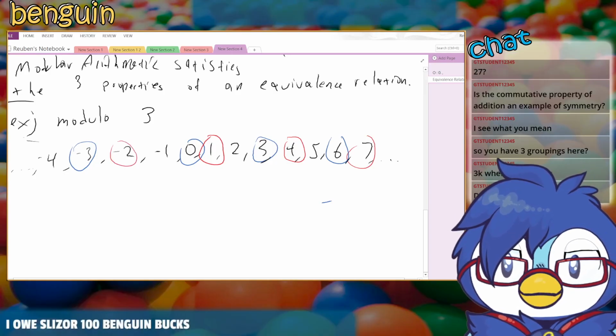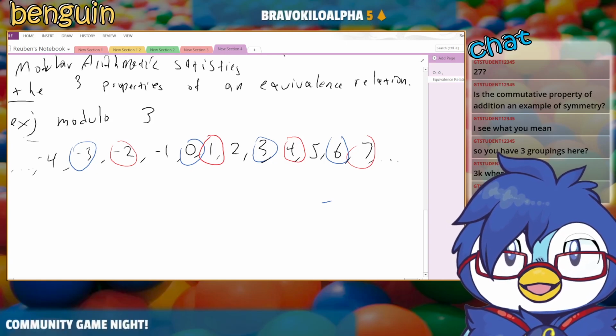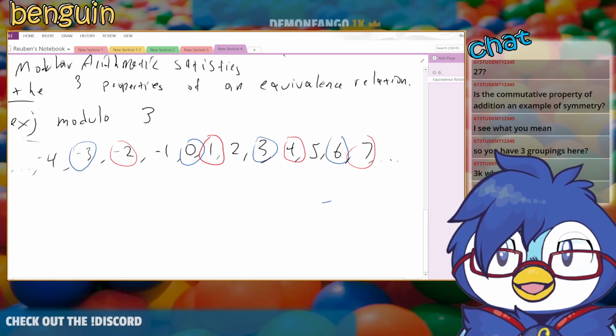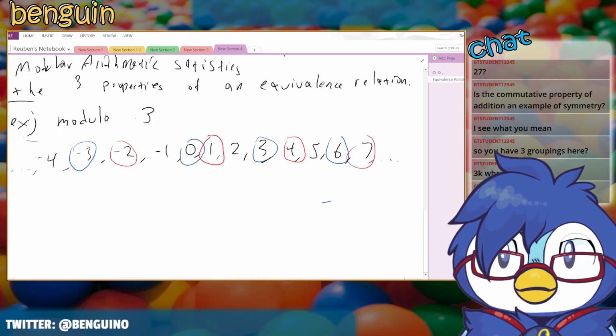Does Switch have LaTeX built in? Unfortunately, it does not, at least not to my knowledge. It would be nice if it did, but I don't think it does, unfortunately.